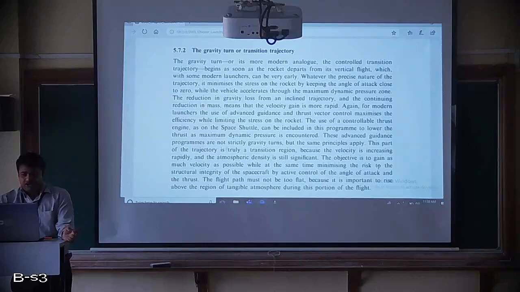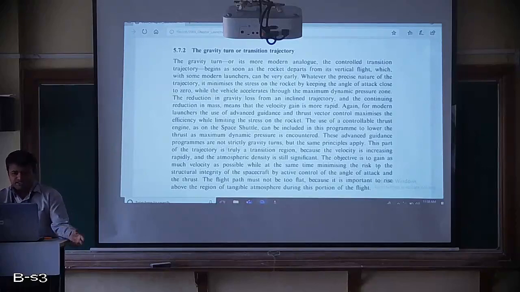Okay, and a controllable thrust engine can also be used in space shuttles, especially for lower thrust as maximum dynamic pressure is encountered. That is one device. The controllable thrust engine can be used in the space shuttle. And then the advanced guidance programs are not strictly gravity turns, but the same principles apply here.